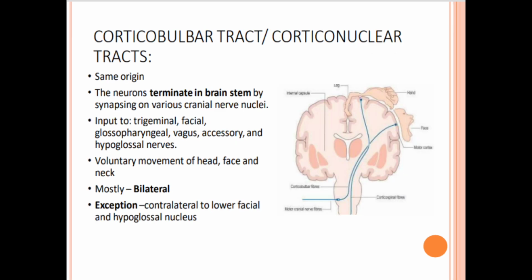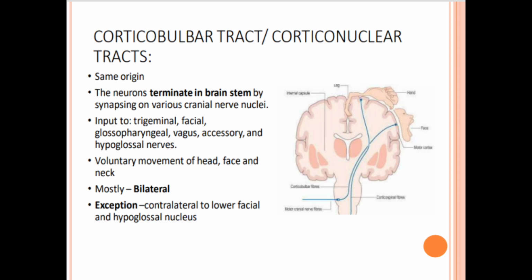Now let's talk about the corticobulbar tract, or the corticonuclear tracts. Basically, these tracts have the same origin as the corticospinal tracts. So now let's talk about the route. First, after these fibers arise from their area, they converge into the corona radiata and then pass through the genu of the internal capsule.